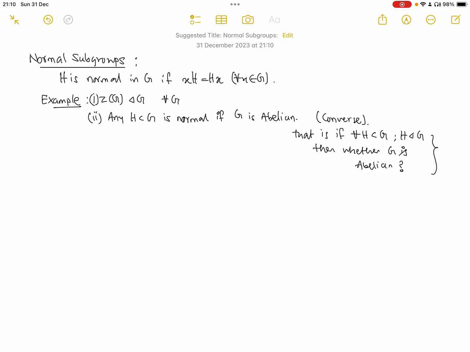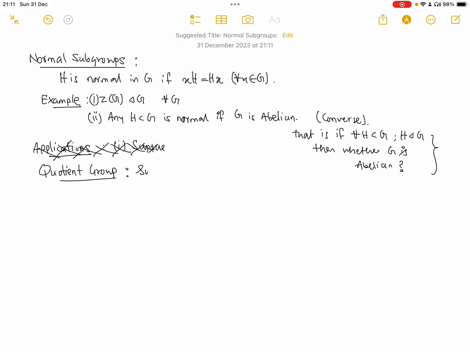So today we will talk about some applications of these things. But even before that, let me define what a quotient group is. Then it will make more sense to talk about these applications.